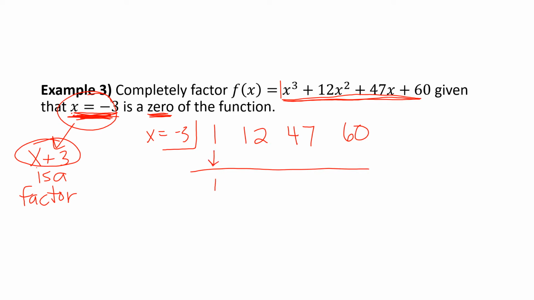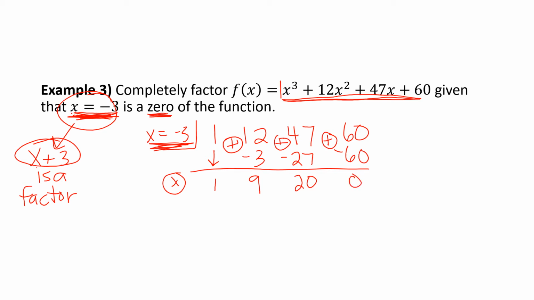So we drop the 1, and then we multiply. -3 times 1 is -3. And then add: 12 plus -3 is 9, and repeat. -3 times 9 is -27. 47 plus -27 is 20, and multiply. -3 times 20 is -60, and 60 plus -60 is 0.